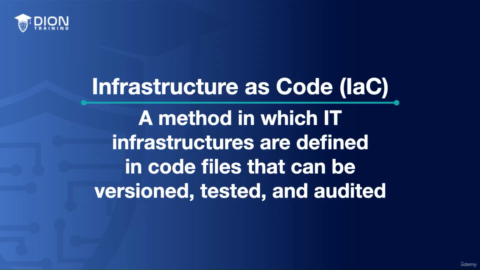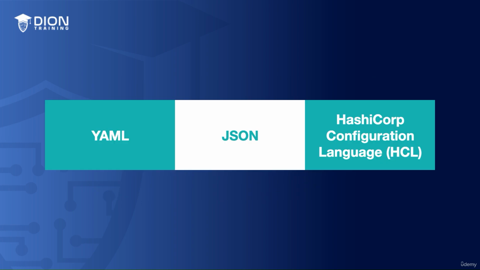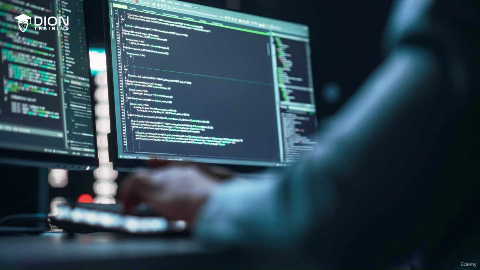Infrastructure as Code is a method where developers and operation teams manage and provision IT infrastructure through code. Instead of manually configuring and managing servers, storage, and networks, they are defined in code files that can be versioned, tested, and audited. The code can be written using high-level languages such as YAML, JSON, or domain-specific languages like HashiCorp Configuration Language or HCL. For example, a developer might write a script that automatically sets up a server, installs necessary software, and deploys an application.